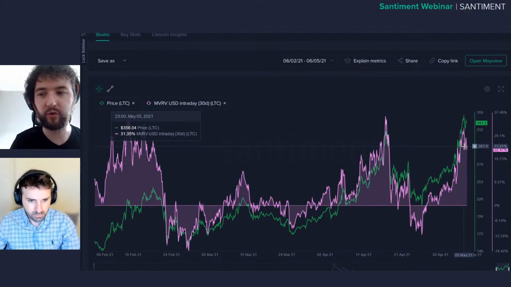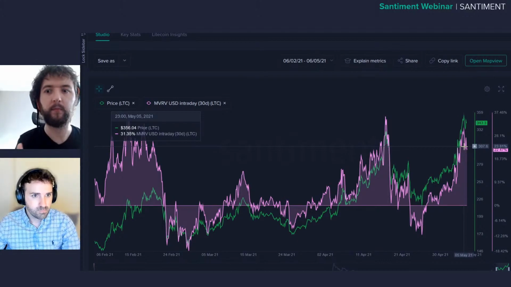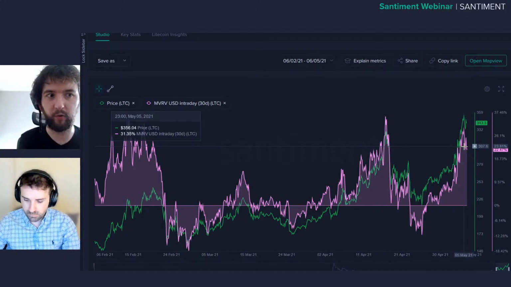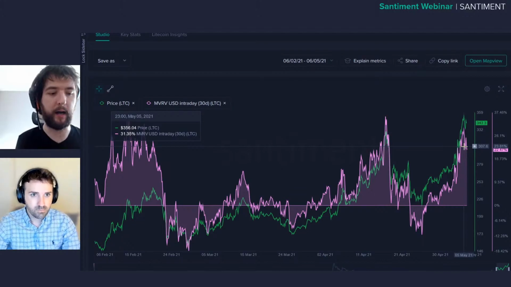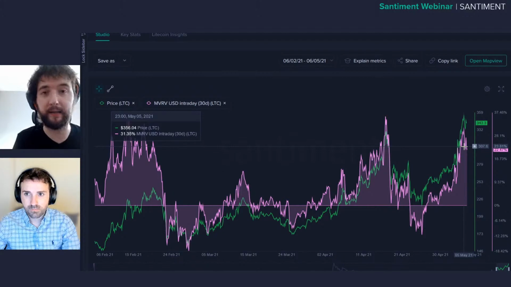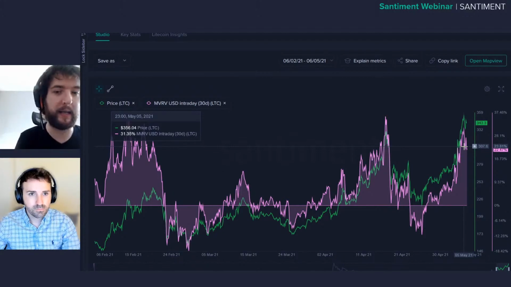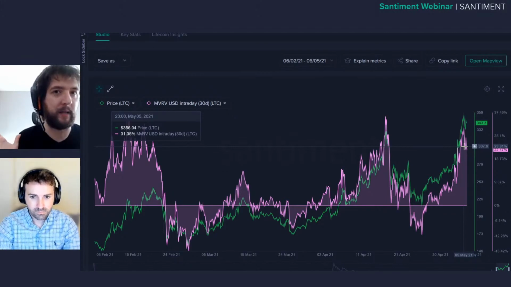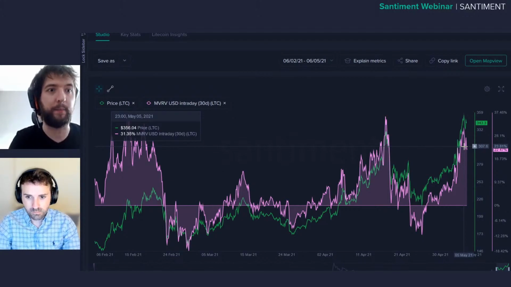So overall, this is the way to use MVRV in a vacuum. When it's high, it suggests that the market is overvalued, that the market cap is too high compared to the amount of money that has been spent to acquire the coin. And on the other hand, when the MVRV is very low, it suggests undervalued conditions, and then you simply move through the entire history of the coin and figure out what have been particular opportunity or danger zones in the past.